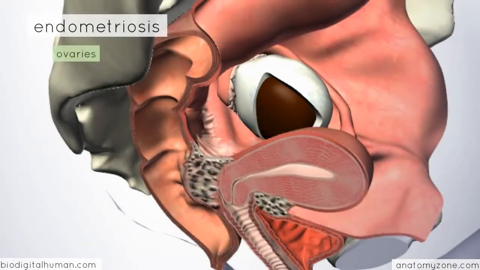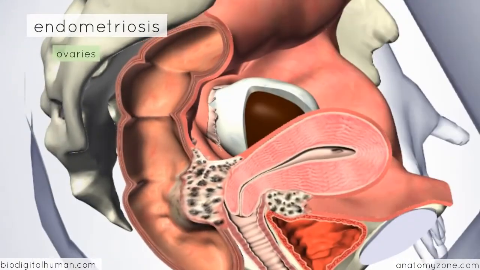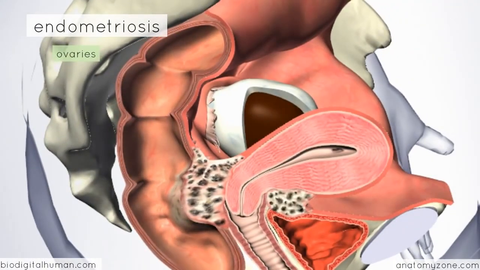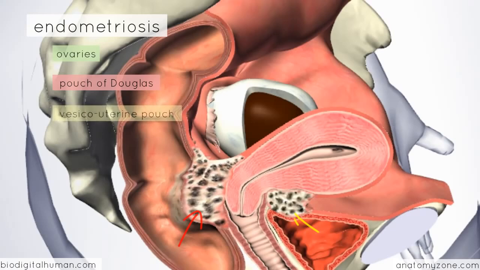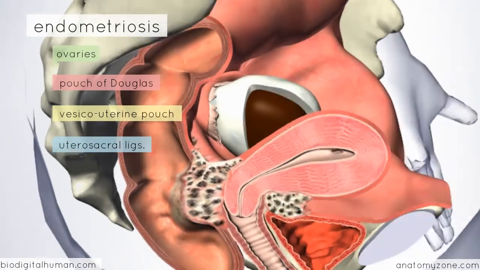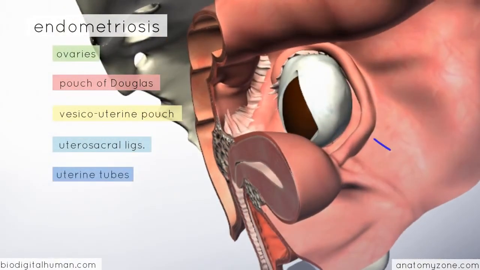And then, as you can see here, endometriosis has an affinity for the pouch of Douglas, so the rectouterine pouch. It also can be found in the vesicouterine pouch as well. And other common sites are the uterosacral ligaments, and it also affects the uterine tubes.